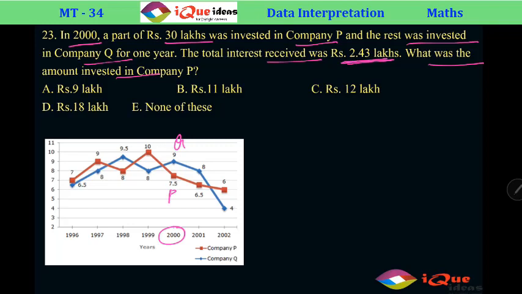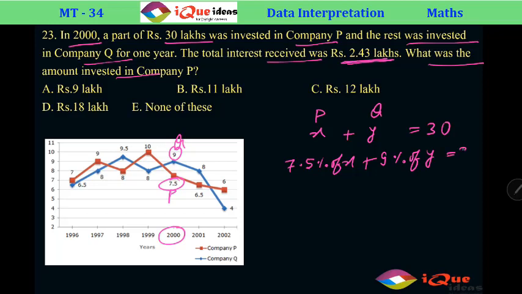Alright. So what we can do here is, let's say on P it was X invested, on Q it was Y invested. So X plus Y is equal to 30 lakhs. All right, and the interest will be calculated as 7.5% of X plus on Y it will be 9, so it is 9% of Y, okay, and that is equal to 2.43 lakhs. All the values are in lakhs, so we are keeping them like that only.